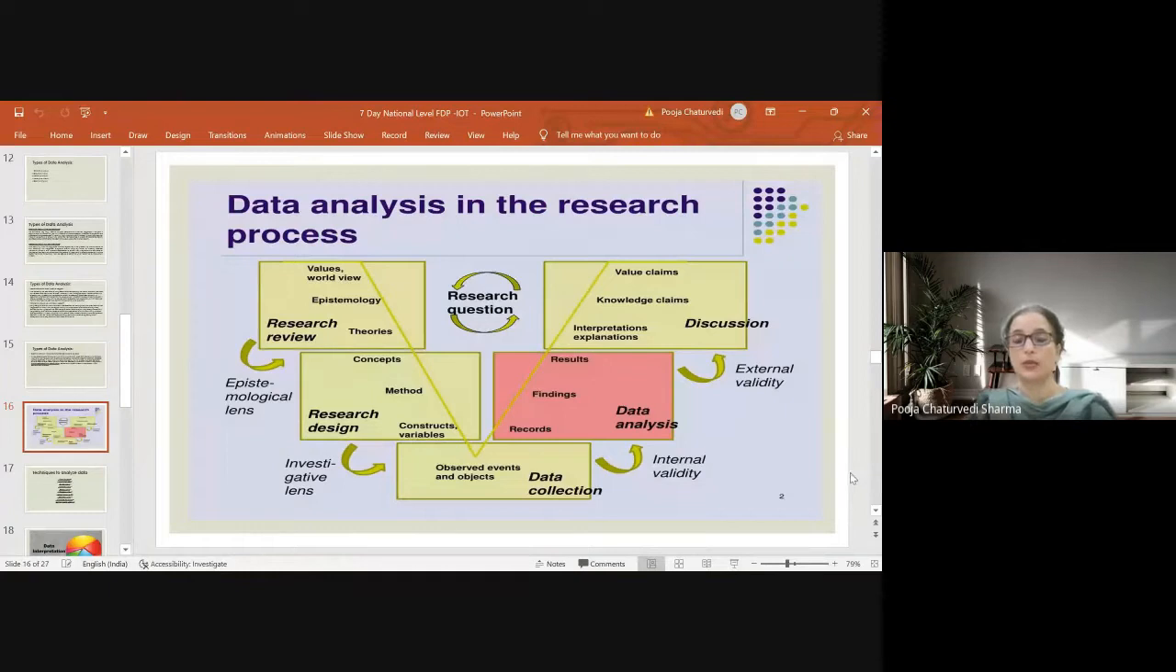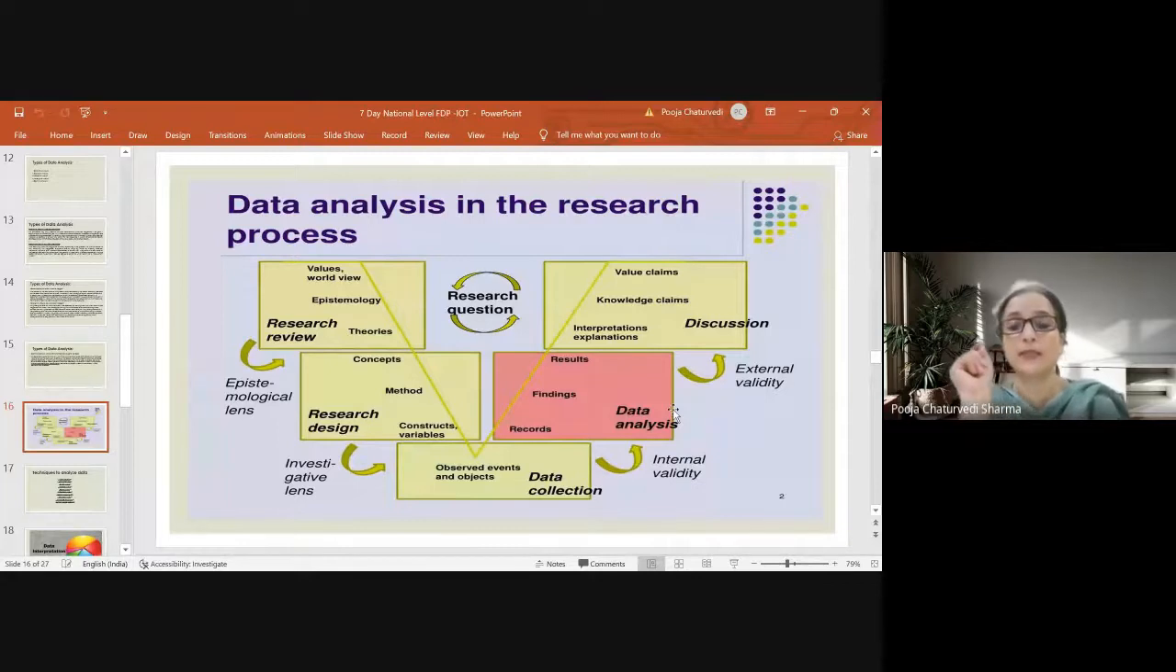Okay. Yeah. So just something very, very important that you need to know. Data analysis in the research process. See, how does it go? We will take it as a proper way that will come from research review. We'll go to research design, where we'll derive the concepts, methods, and variables. Then we'll have some data, some events to observe. We'll collect the data on the basis of that, and then we'll move upward to data analysis. And through this data analysis, we will find out the results, the findings, and the records. And on the basis of this data analysis, we will further take it to our discussion, our interpretation, through which we will claim values, some knowledge, and some explanations, right?